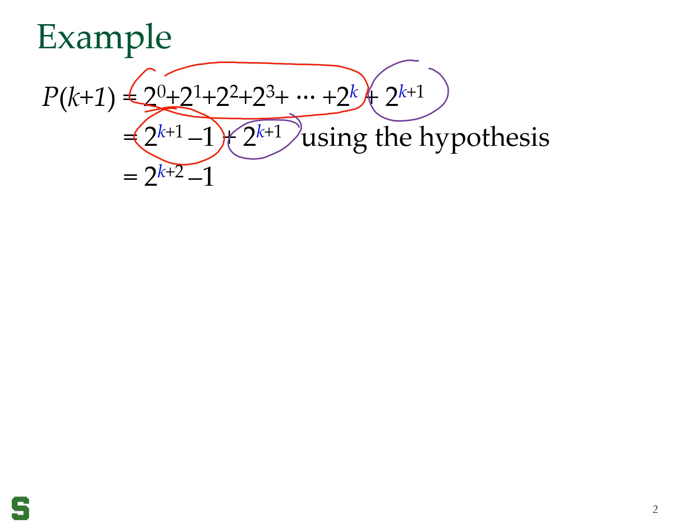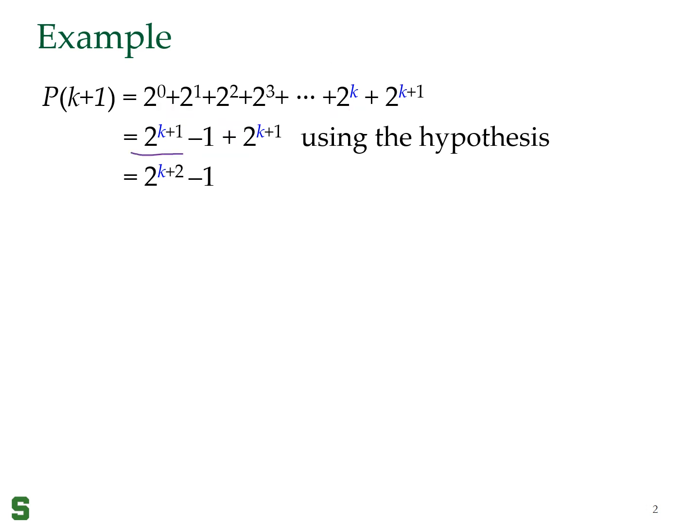Now we can do some math. 2 to the power k plus 1 plus 2 to the power k plus 1 is 2 to the power k plus 2. And that's exactly what we wanted, which is 2 to the power k plus 1 plus 1 minus 1. This implies that Pk implies Pk plus 1 for any arbitrary value of k.